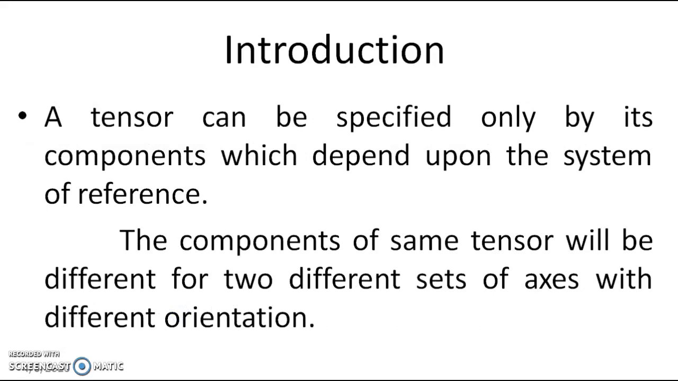The important point is that a tensor can be specified only by its components, which depend upon the system of reference. The components of the same tensor will be different for different sets of axes with different orientations. If the axis orientation is different, then the components of the same tensor will be different. This is an important point.